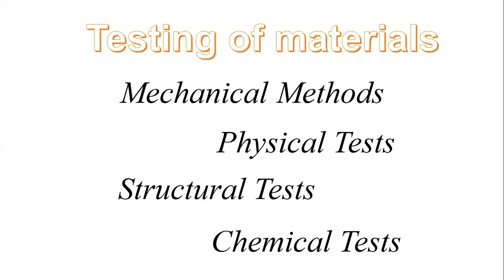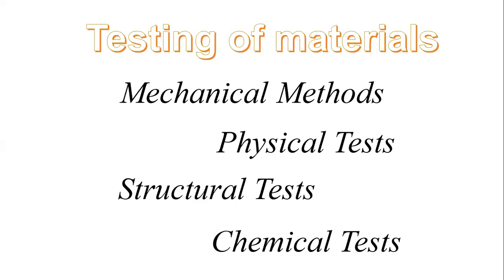Second are the physical tests, which determine electrical conductivity, heat conductivity, cold resistance, and magnetic and other properties. The third one is the structural tests, which determine the macrostructure, or structure visible to the naked eye, the microstructure, which is visible through a microscope, and the crystalline structure determined primarily by X-rays.